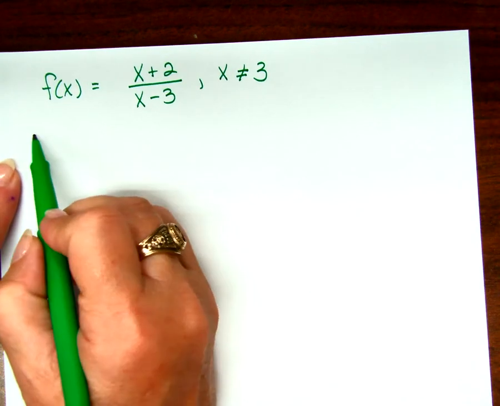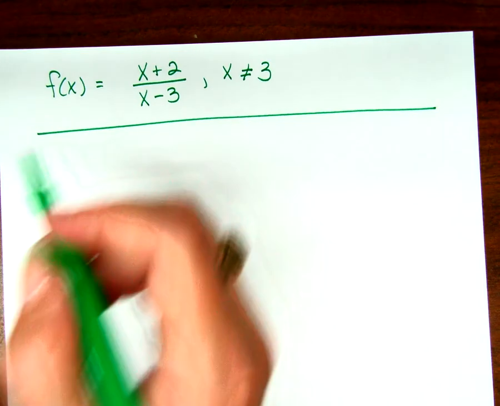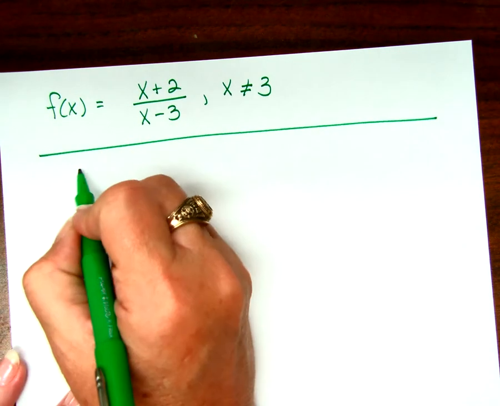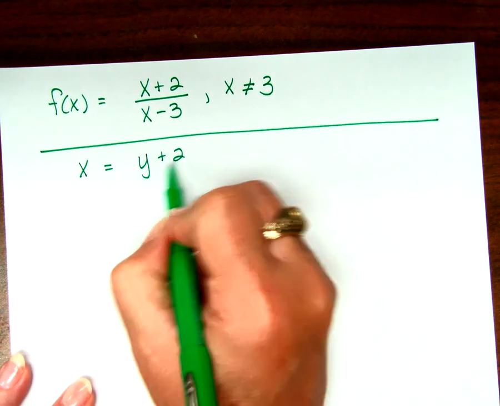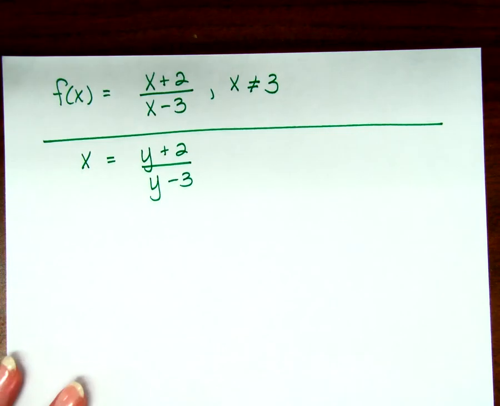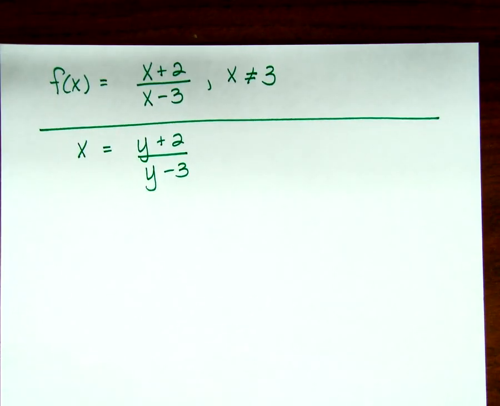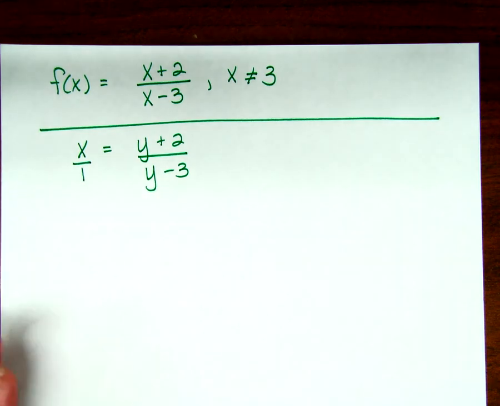what do I need to do? Switch x and y. So this becomes x equals y plus 2 over y minus 3. You okay with that? Okay. How do I solve that? What do I do? Oh, yeah, I could put this over 1, right? Would that make it a little clearer what to do now?